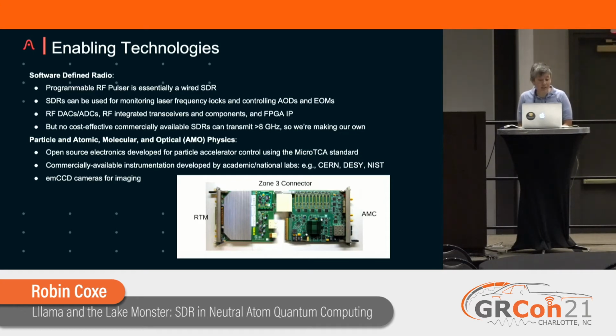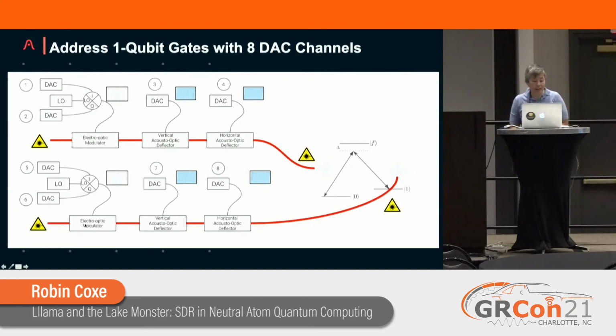So we took advantage of the fact that in particle physics, the MicroTCA standard, which is a derivative of the telecom Advanced TCA standard, has been widely used. So there are many commercially available FPGA cards that we can use, and there are many open source hardware designs that we can modify for our purposes. And we're also using electron multiplying CCD cameras that are commonly used in astronomy as well, and other scientific imaging, to read out our system.